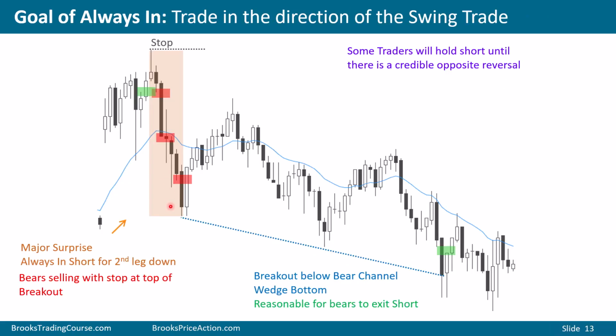Always in short, odds are we're going to get a second leg down. Bears, they'll sell with the stop above the top of the breakout, and they'll sell anywhere on the way down, betting that they're going to get a second leg. Some of those bears, they'll trail a stop. We get a new low, they move their stop up here. Rally, new low, they move their stop up there. And then we have a wedge bottom, bear breakout below the channel. They exit above this bar because it's a credible reversal.